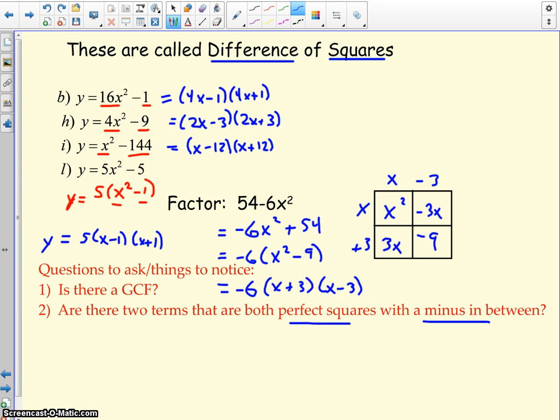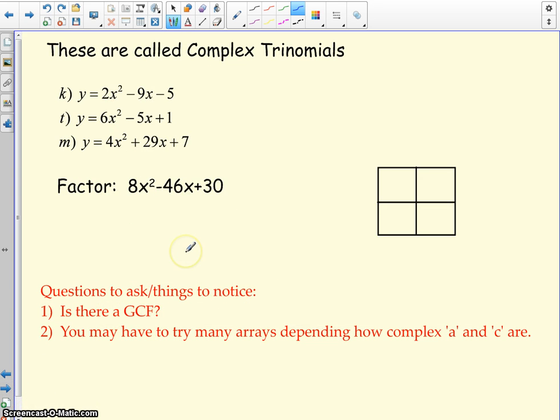Okay, and the last type of factoring we saw were the ones that probably took us the longest to do, and those are called the complex trinomials.